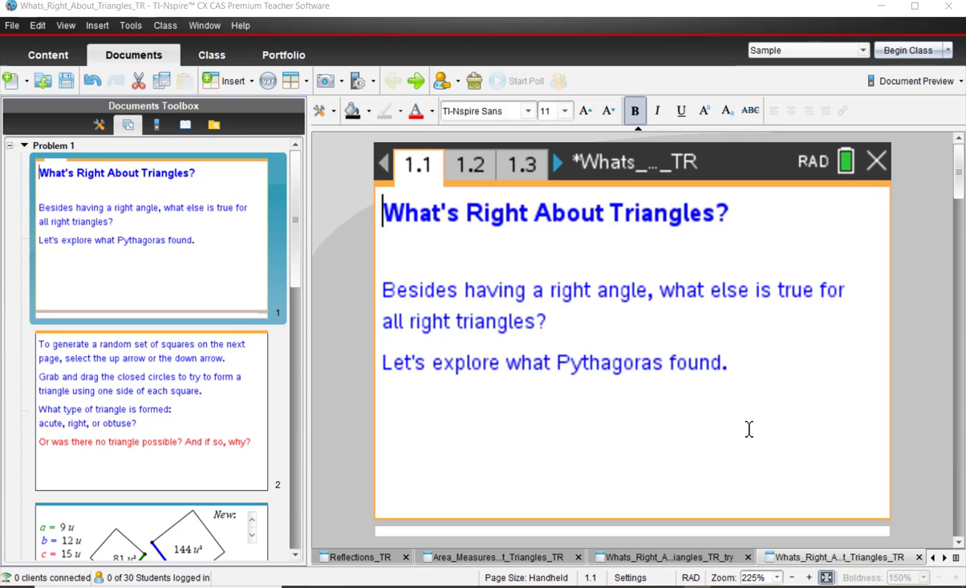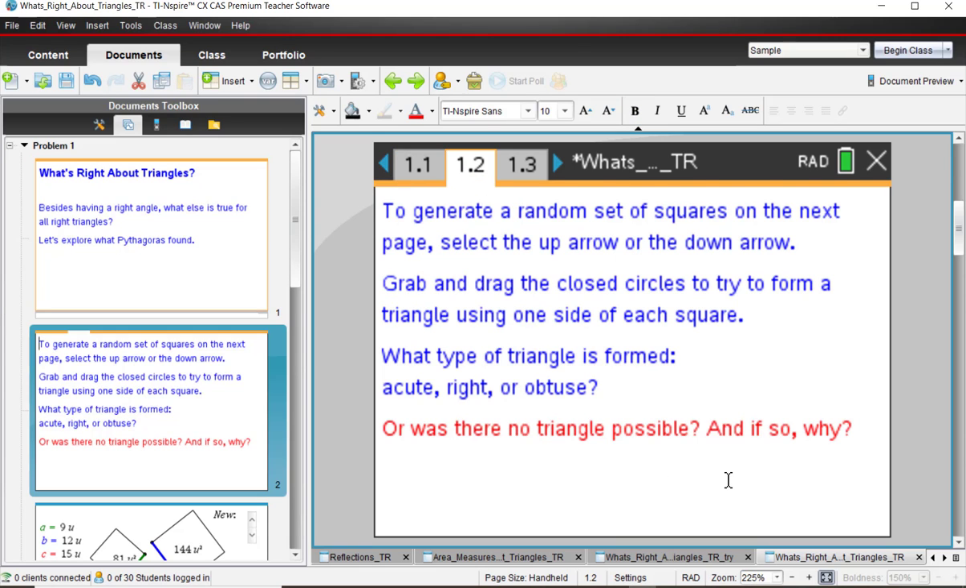Here we're going to look at a Pythagorean activity called What's Right About Triangles. So I'm going to click on page 1.2. We're going to generate a random set of squares, and we're going to grab and drag closed circles to try to form a triangle using one side of each square. And we want to know what type of triangle is formed. Is it acute, is it right, or is it obtuse? Or if there's no triangle possible, why is there no possible triangle?